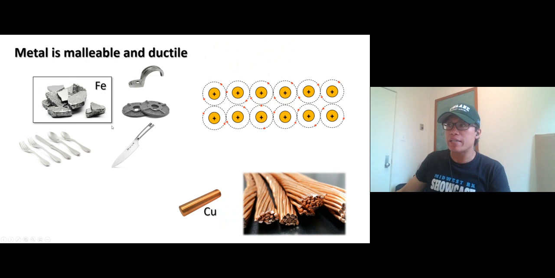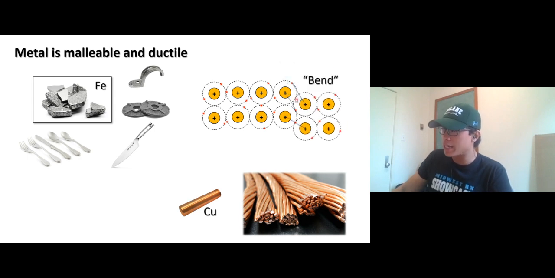Now, metal is malleable and ductile, and the reason is, look at right here. The interaction in metallic compounds comes from the proton in the nucleus and the electron of the next atom, the next ion. Let's say I have a hammer and I hammer right there. The metal does not break, so it moves a little. The interaction is still there. So instead of breaking, it bends. That's the reason why the metal is malleable and ductile.